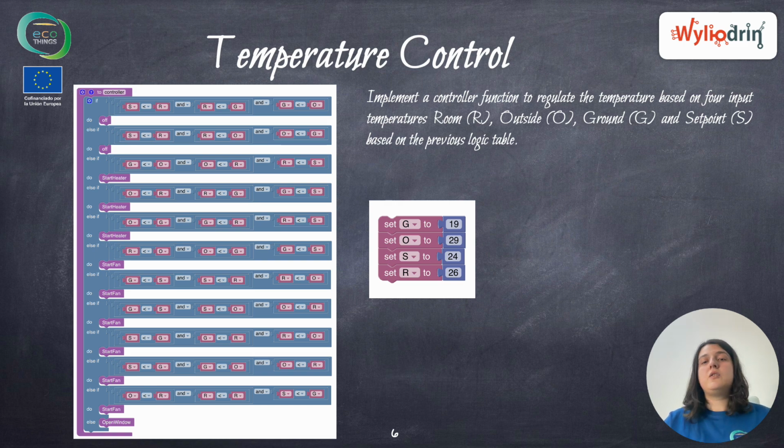So we set the room temperature to 26. Then we have O for the outside temperature, which in our case we set to 29. We have G for the ground temperature, which is also a constant. And we have S for set point. This is the temperature that the user will introduce as the temperature that they want to have in the living room.